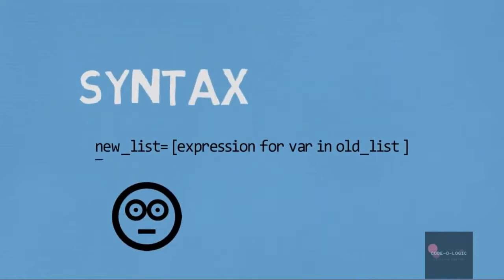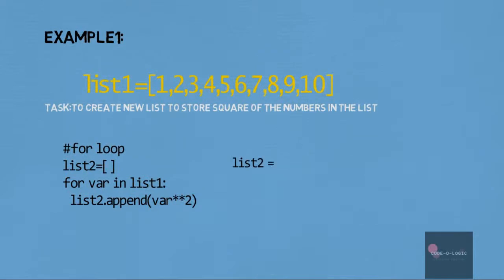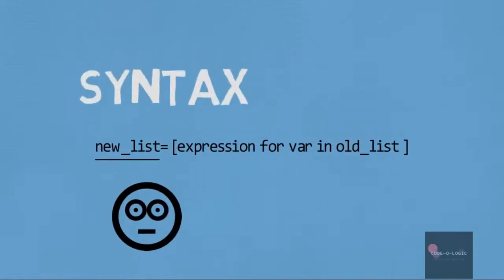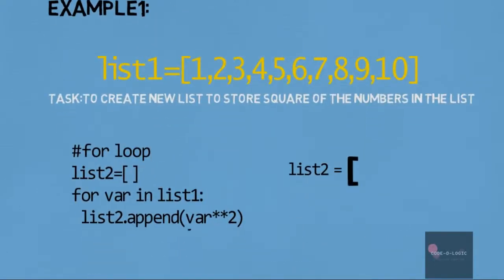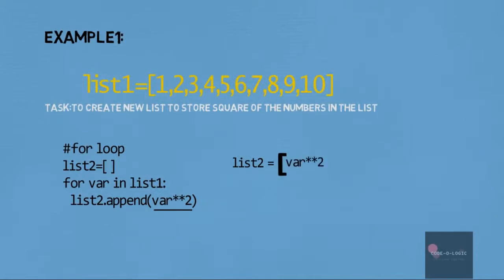By comparing with the syntax, first the new list is created. Our new list here is list2. We have to specify the square brackets as specified in the syntax. Now the expression. Here the expression is to create the square value, and this is the expression. So we are specifying the expression to create the square value.